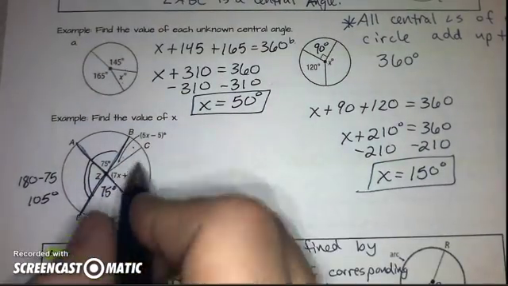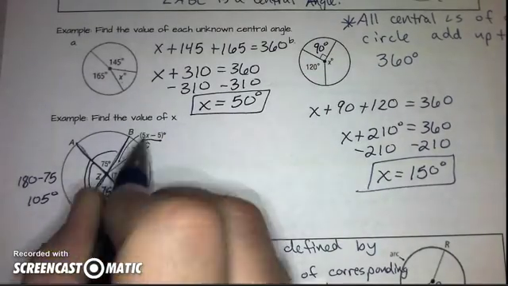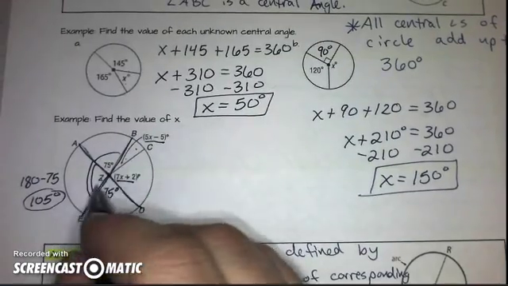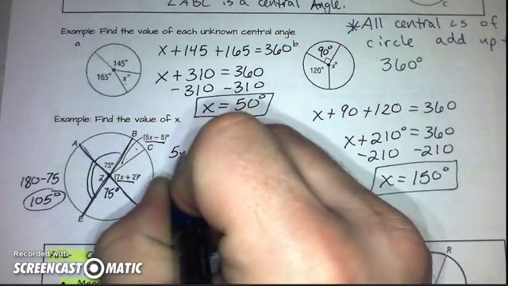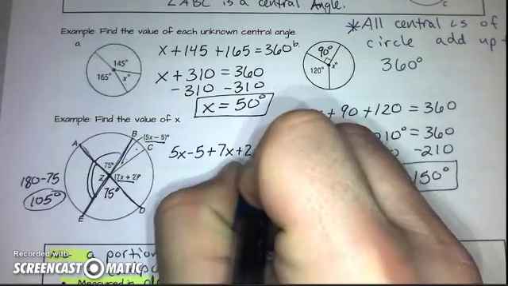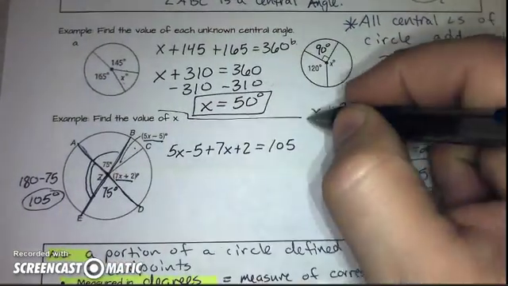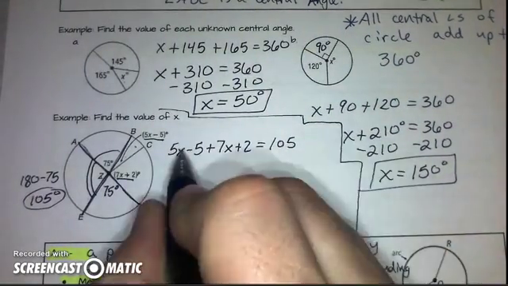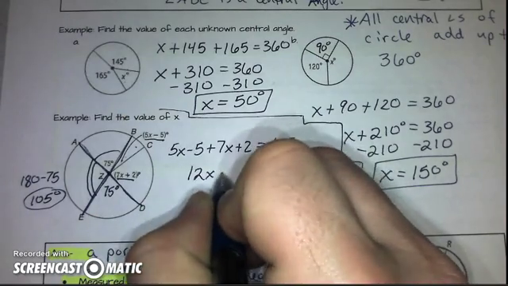That creates a vertical angle with the sum of these two together. So this tells me 5x minus 5 and 7x plus 2 have to add up to a total of 105 degrees, because it's a vertical angle combination with those. That's how I write the equation: 5x minus 5 plus 7x plus 2 equals 105. And so we combine like terms. 5x and 7x makes 12x. Negative 5 plus 2 is minus 3.